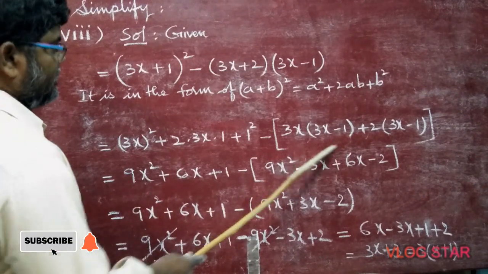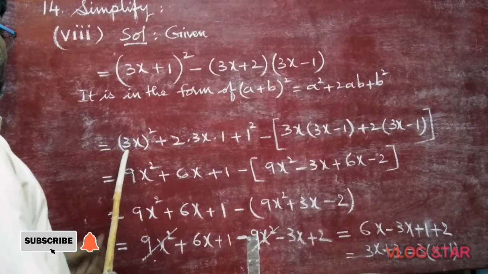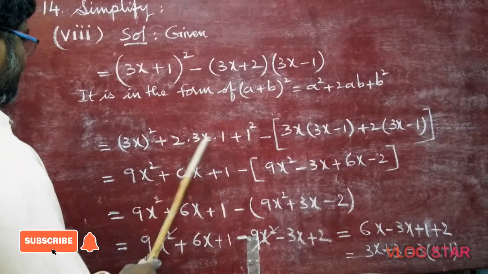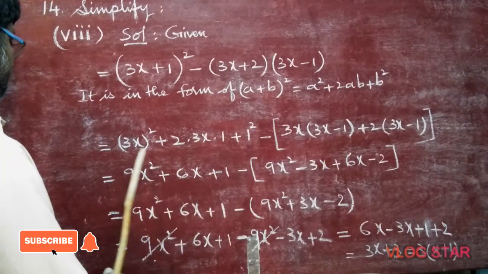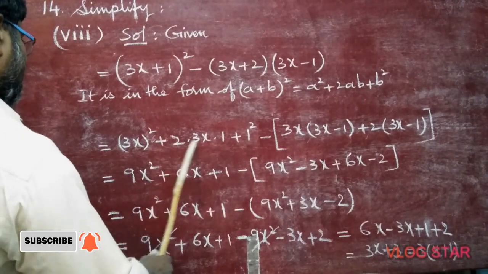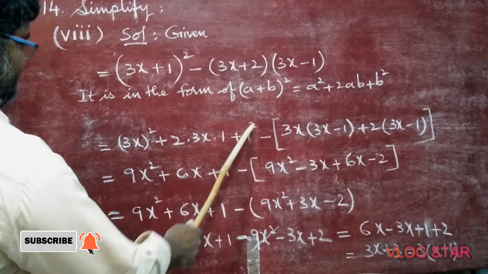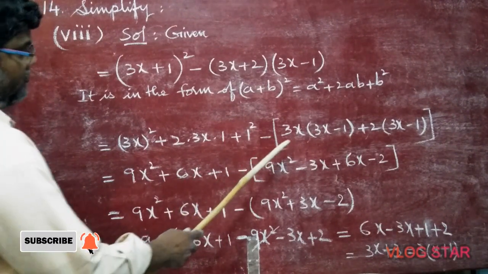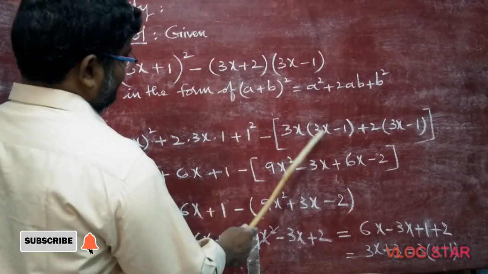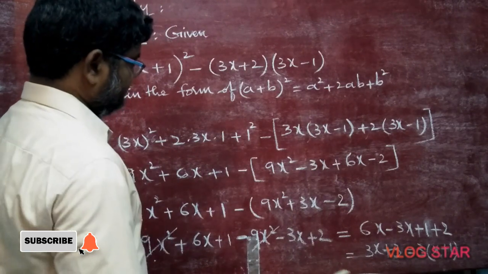Or direct like this, you can multiply without any confusion. Now you are applying the formula a square plus 2ab plus b square. 3x whole square means 9x square, plus 2 3s are 6, into 1, 6x, plus 1 square means 1, minus of this 3x into x minus 1 plus 2 into 3x minus 1.